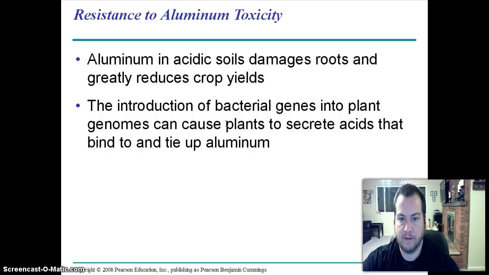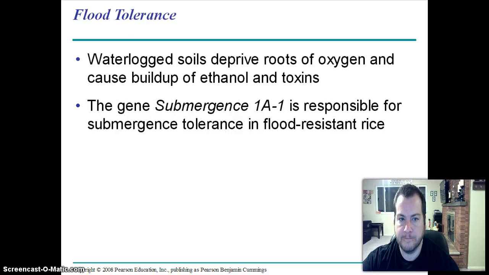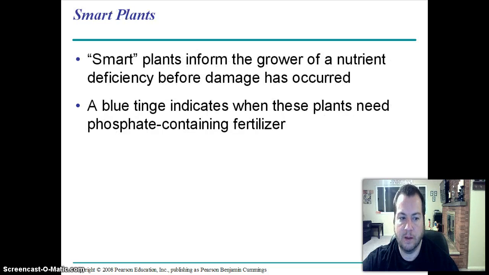Let's see, some plants have been engineered with bacterial genes that secrete a different kind of acid that can bind up and tie up aluminum. Some plants are genetically engineered to be flood tolerant, so when a root is waterlogged and deprived of oxygen, it can build up ethanol and toxins. But there's a flood-resistant strain of rice that is more tolerant to those toxins than other things would be.